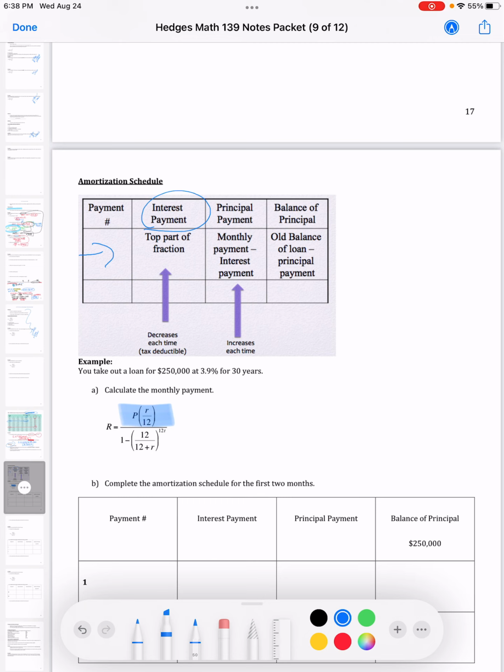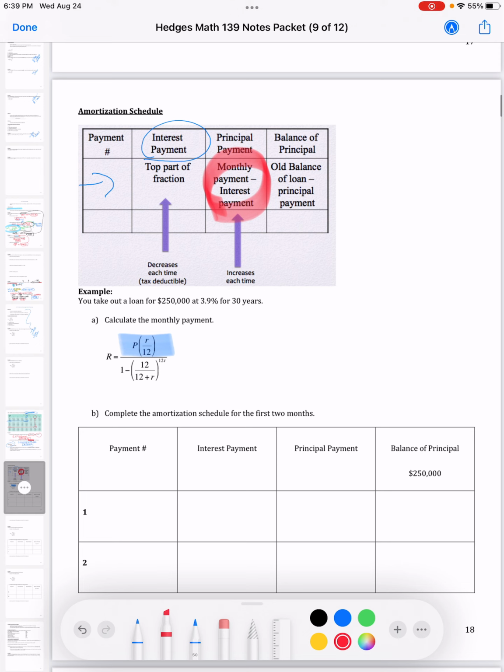The principal then is what is left over. So if I paid in $1,000 and the bank took 100 of it, 900 is left to go to the principal. So what's left over, we've got a formula down here, and it is the monthly payment minus the interest. So my $900 that I go toward the principal are going to be used to make my loan go down in value. So I'll owe less the next month.